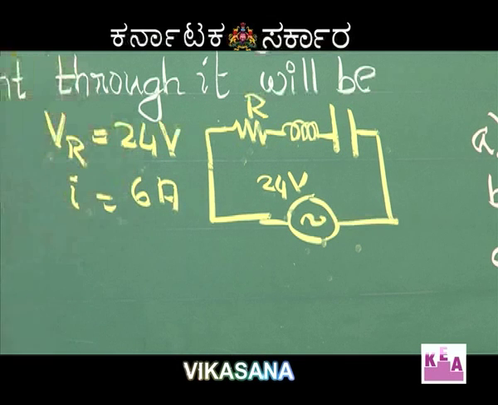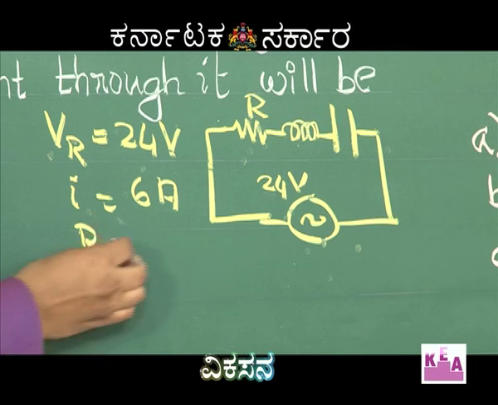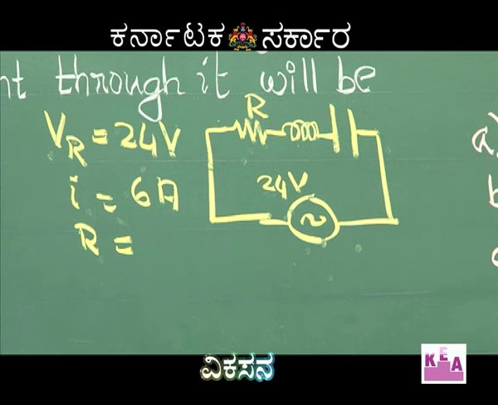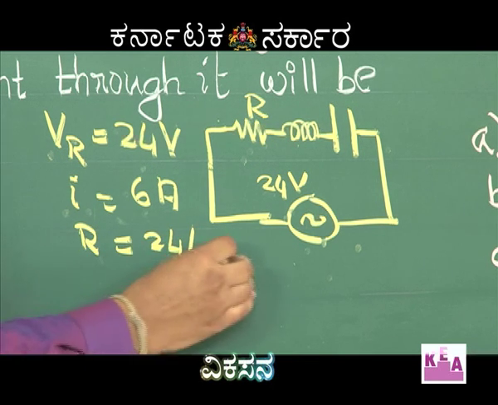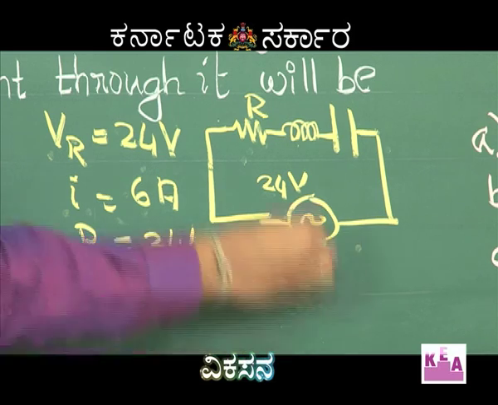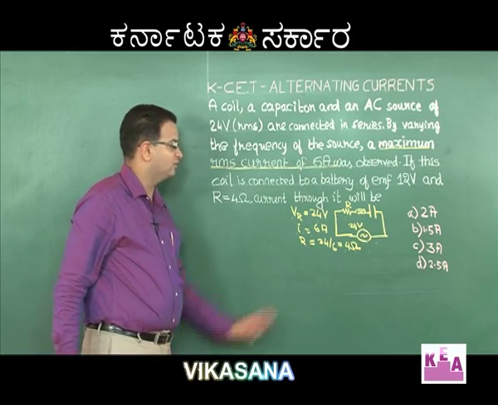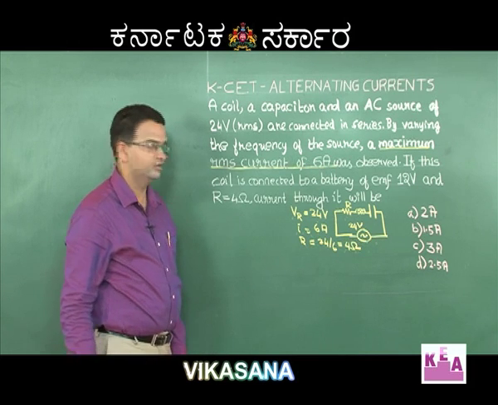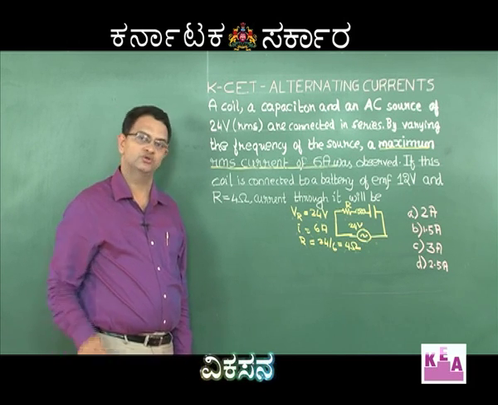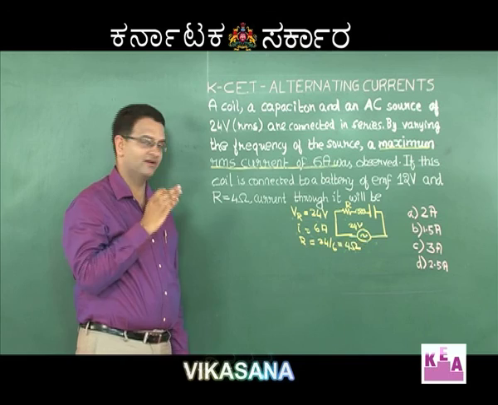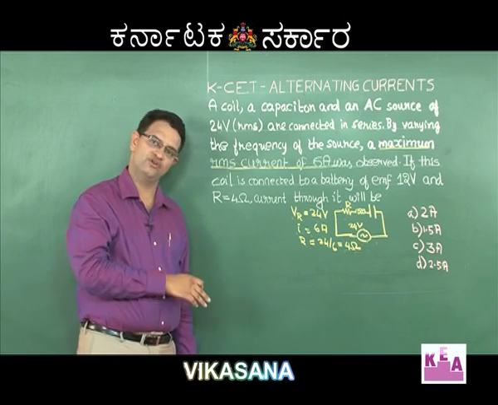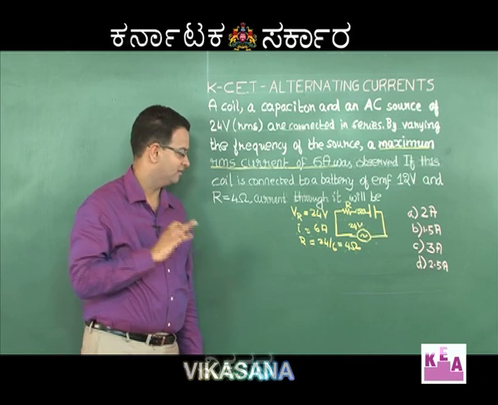Now, from this information, we will be able to find the value of the resistance. We know that from Ohm's law, R is equal to V by I. V is 24 and I is 6. Therefore, the resistance of the resistor is going to be 24 by 6, which is 4 ohms. Now, we have found the resistance of the resistor using the concept given in the first circuit. The important point once again is that the maximum RMS current is 6 ampere, and the current is maximum when there is resonance in the circuit. That is the important point to be remembered.